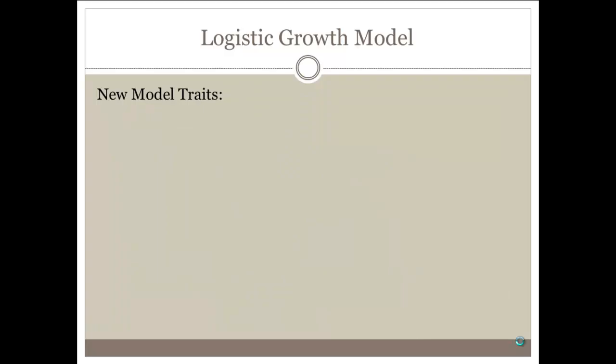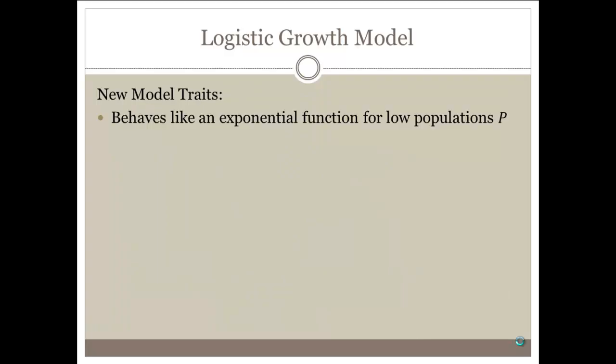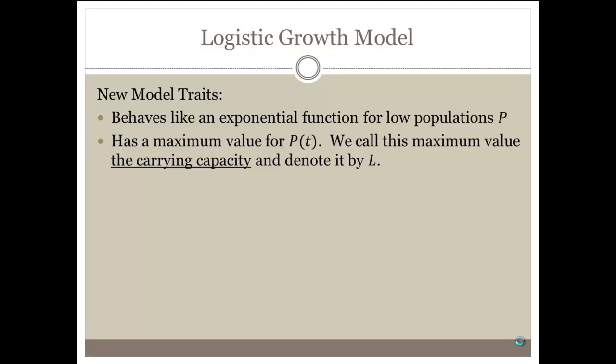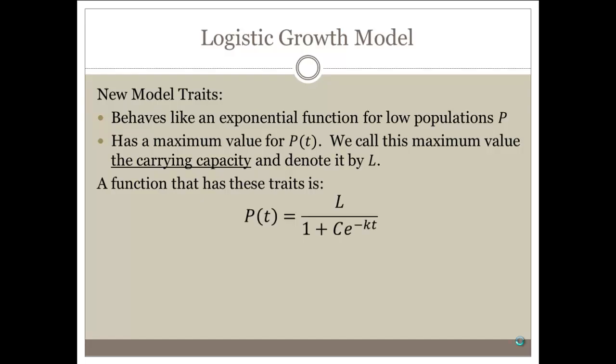These are some of the traits that we want our new model to have. We still want it to behave like an exponential function for low populations of P. But we need a maximum value for P of t so it won't grow infinitely big. We call this maximum value the carrying capacity and denote it by L. The function that we will use that has these traits is P of t equals L divided by 1 plus c times e to the negative kt.